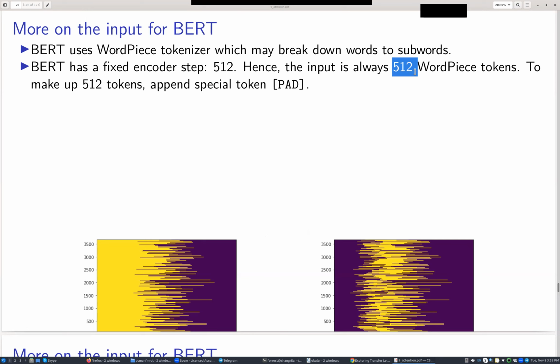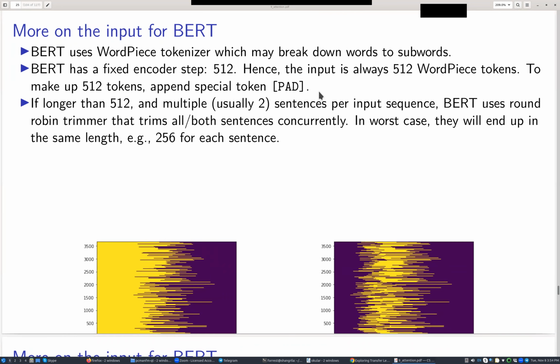Otherwise the number of attention weights is going to blow up the computational power of hardware. So you might ask, what if I have more than 512 tokens, or what if I have less than that? BERT does something called padding and truncation. In terms of padding, it's very easy. If your input sequence is less than 512 tokens, BERT will add a special token called pad at the end of the input sequence to make up the space.